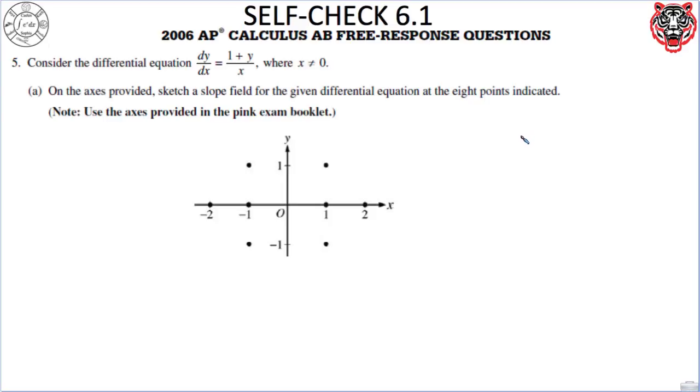This is AP Calculus Self-Check 6.1 Solutions. As a rule of thumb, give yourself 10 minutes to do both part A and B. Here we go for the solutions.